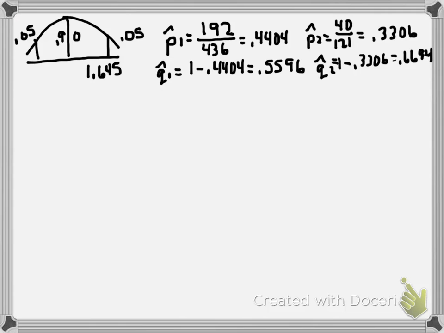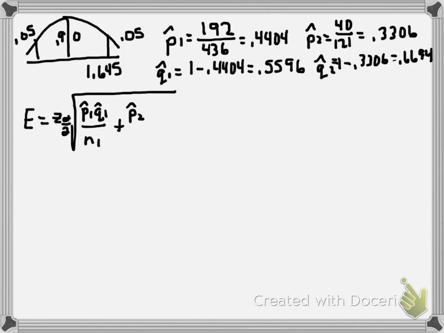Now we can find E. The formula for the margin of error is the critical value. We multiply by this big square root, p hat 1 times q hat 1 over n1, plus, and then for the second fraction we have p hat 2 times q hat 2 over n2. So let's substitute in the numbers. The critical value is 1.645.